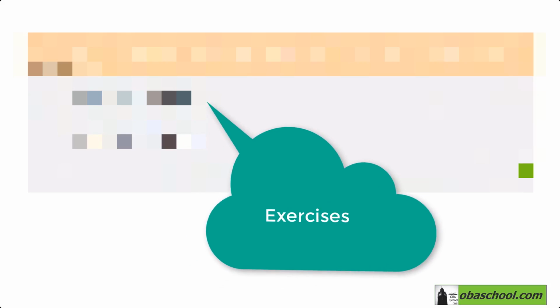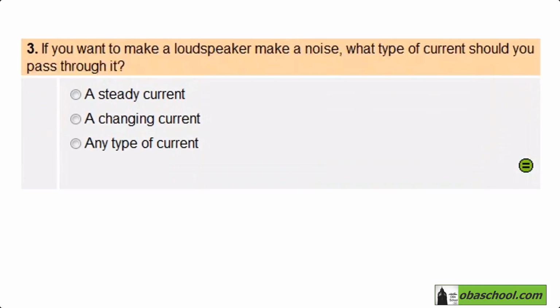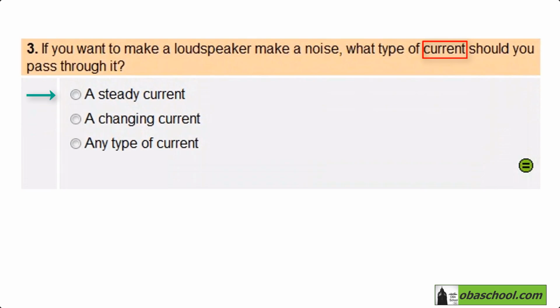Hi! In this video, we're going to continue our exercises. And now we're going to solve exercise number 3. Let's read the exercise. Now, if you want to make a loudspeaker make a noise, what type of current should you pass through it? Should we use a steady current, or a changing current, or any type of current?